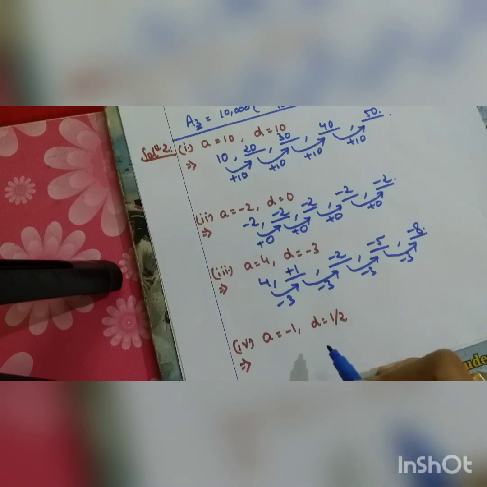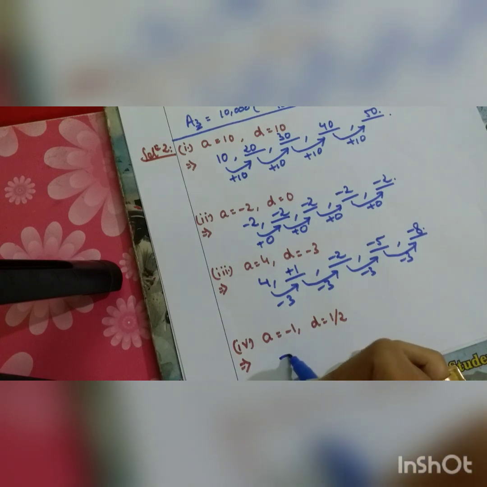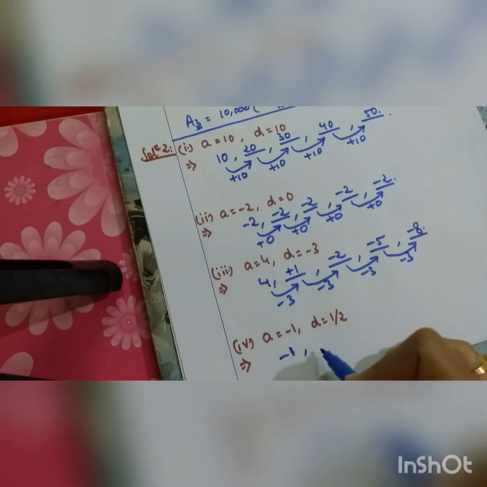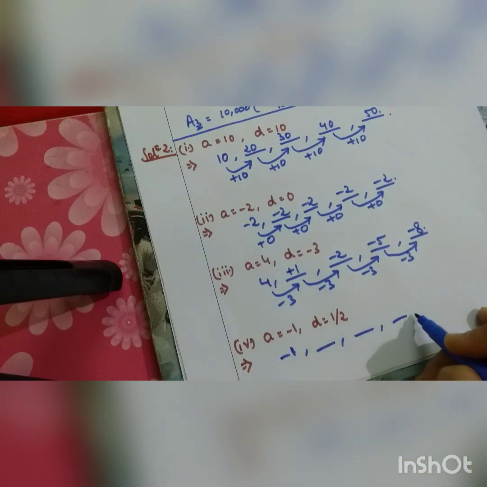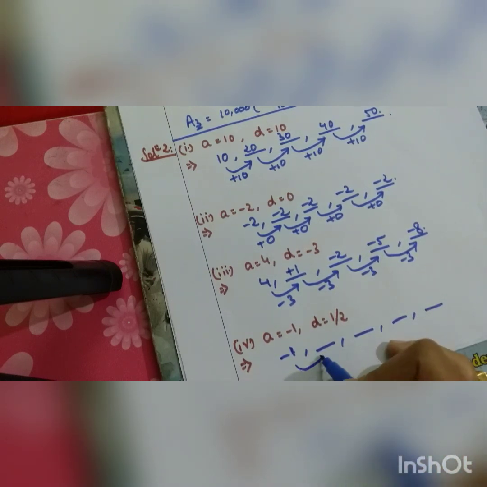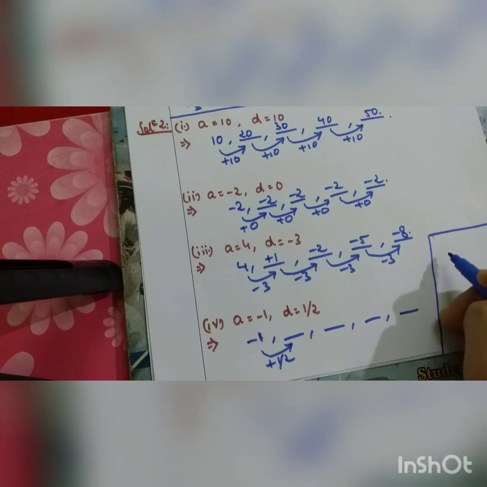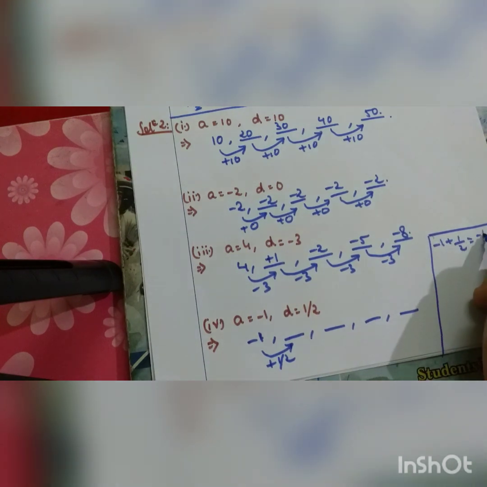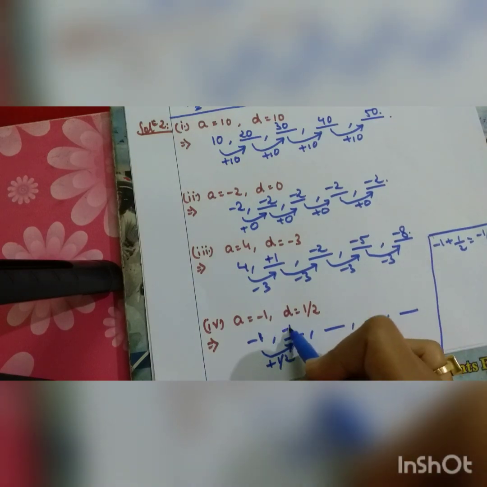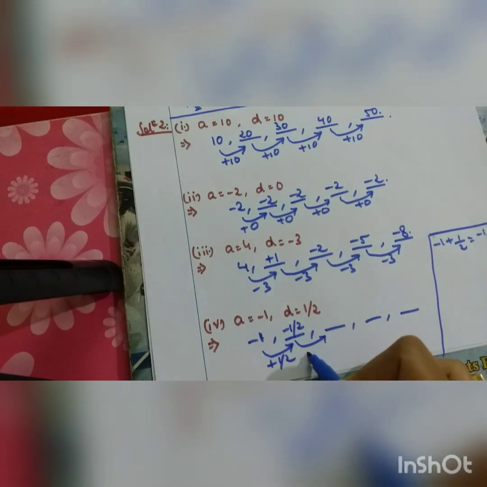Okay. Next question, question number 4. A is minus 1, okay, and D is half, and we have to find the next 4 terms. So just add half to it. I am doing the rough work here. See, minus 1 plus half. When you add, it will be minus half. Okay, so minus half. Again add plus 1 by 2.